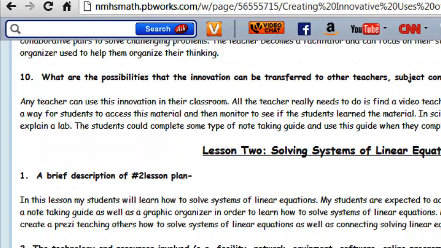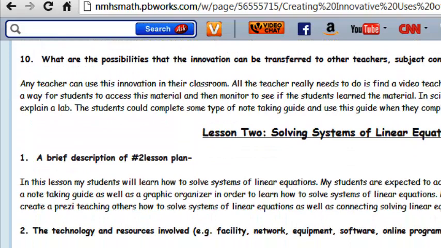And some possible ways this innovation could be transferred. One example I provided was perhaps in science class, the teacher can use a video to explain a lab, and they complete some type of note-taking guide, and when they come back to school the following day, they're ready to go for their lab. They've done their pre-lab already.